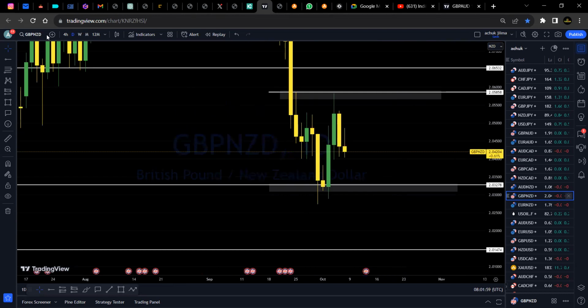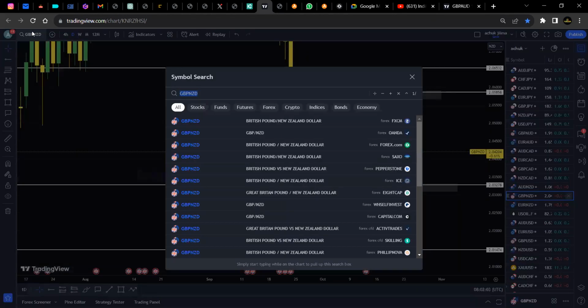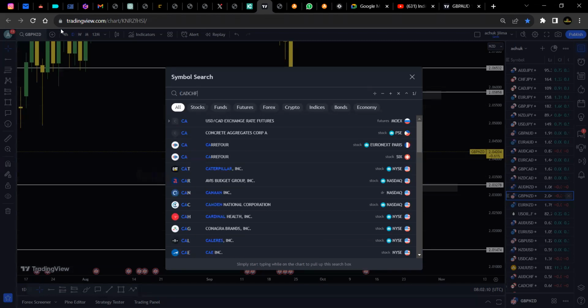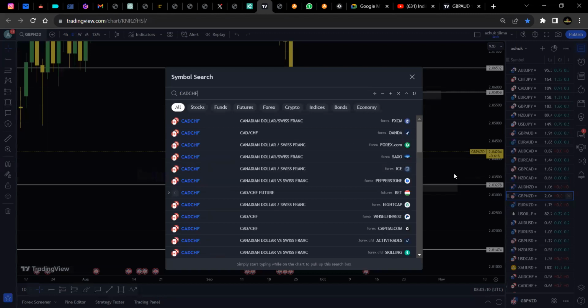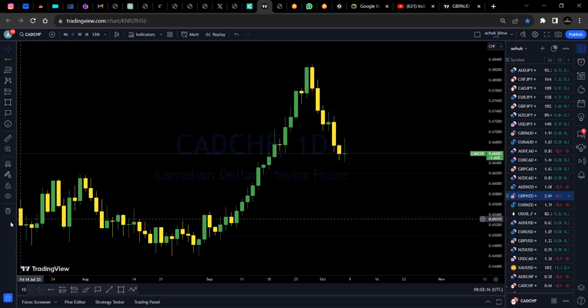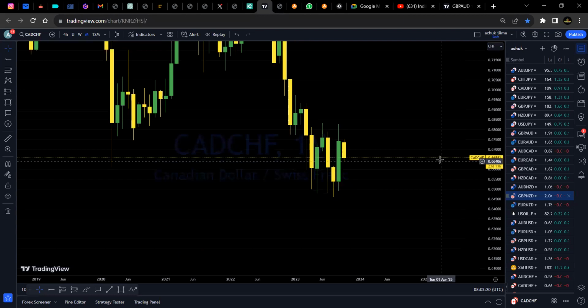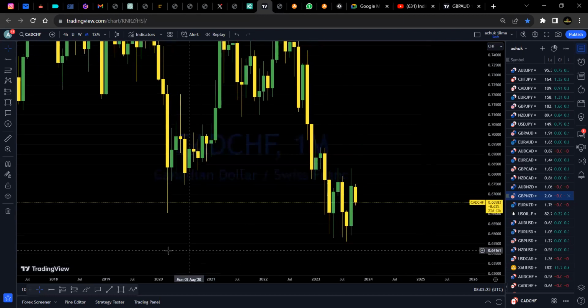Okay. And then finally, let's look at some Swiss pairs. Let me just go to CADCHF. It's also important to have a perfect understanding of Swiss pairs, one of the most interesting pairs to trade. So let's go again to the bigger picture, just doing the most basic things.